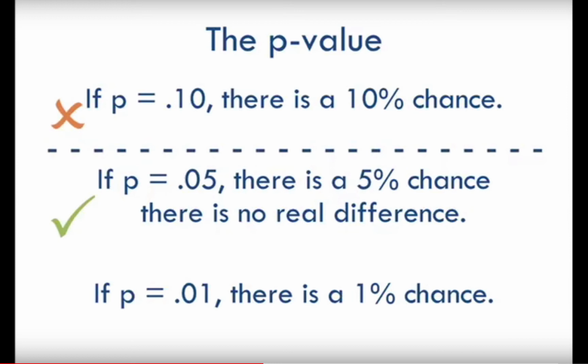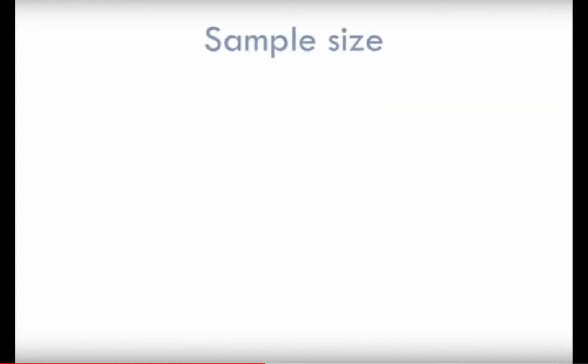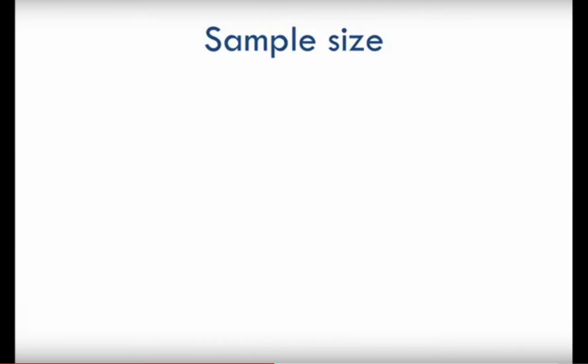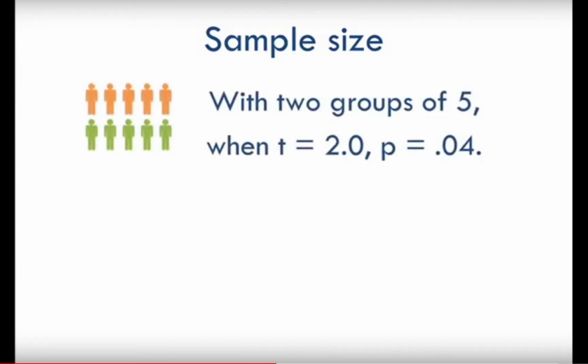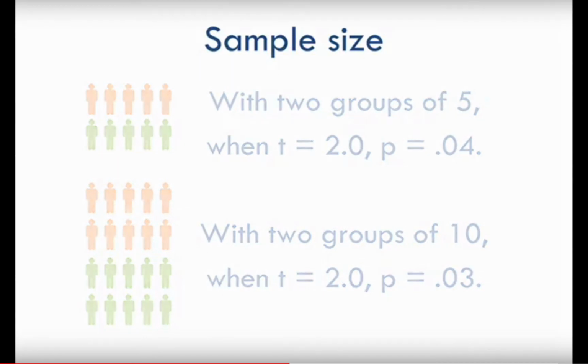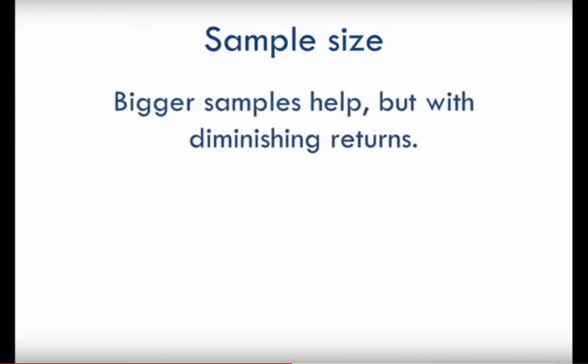The exact p-value associated with a t-value depends on how many people are in your sample. Bigger samples make it easier to find statistically significant differences. For example, with two groups of 5, a t-value of 2 has a p-value of 0.04. When you increase the sample size to two groups of 10, that same t-value of 2 now has a p-value of 0.03. Bigger samples are helpful, but the benefit diminishes as the sample size increases.